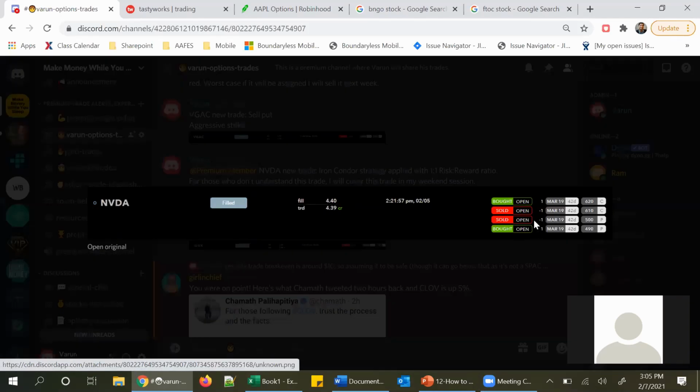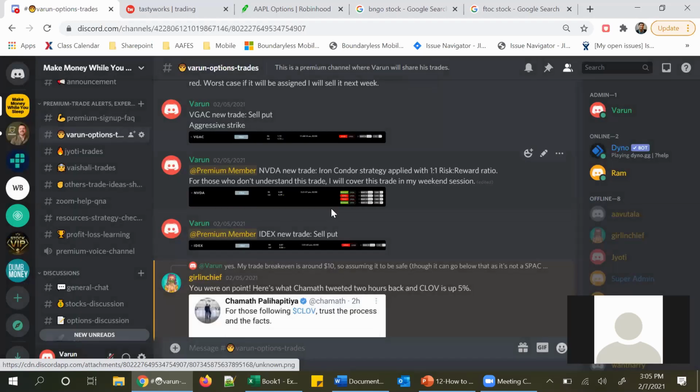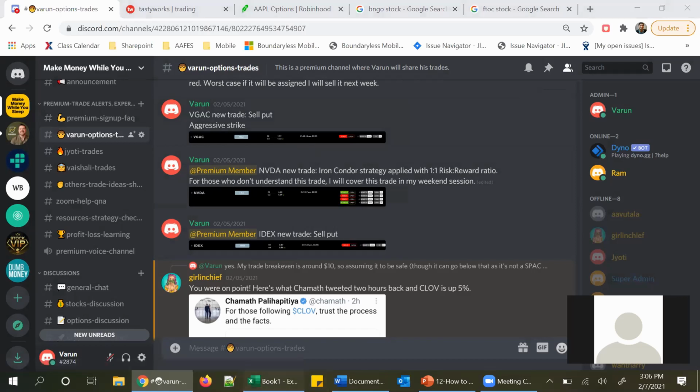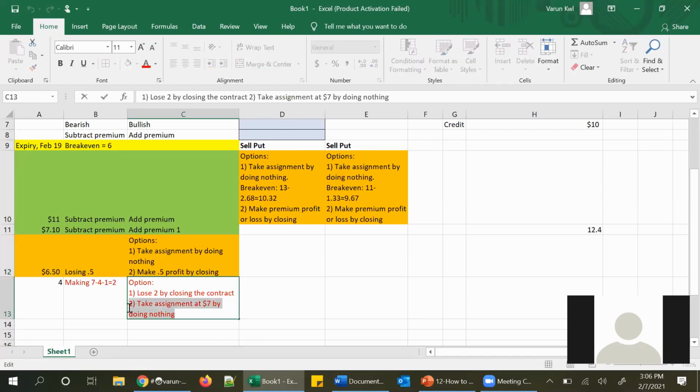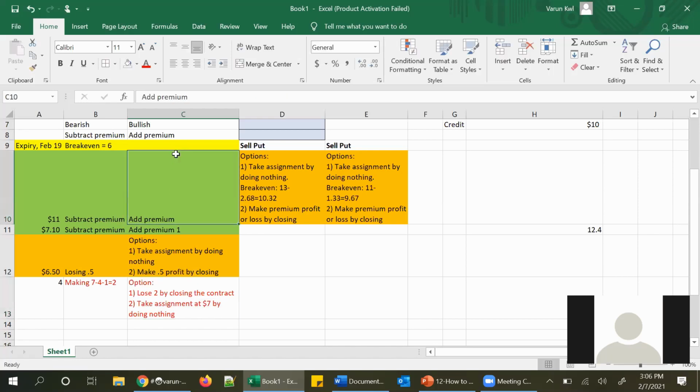On NVIDIA, I placed an iron condor. Maybe in some other class, I'll cover iron condors and verticals, so everybody is able to place those kinds of trades. Right now I'm putting a lot of sell puts. Sell puts need more margin or more cash to execute, but the advantage is that you can take the assignment. If you are on the losing side, you can always take the assignment and then sell it later. That is an advantage of selling puts. But if you don't have enough cash in your account, there are other strategies we can follow.